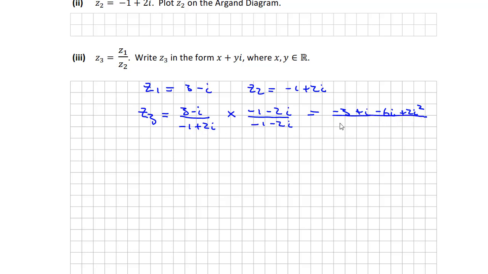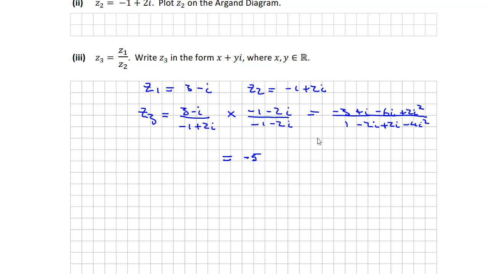And here we have 1 minus 2i, minus 2i times -1 is plus 2i. Minus 2 times plus 2 is minus 4i squared. And that is equal to, well, up here we have -3. Over here we have 2 times i squared, but i squared is -1. So that's going to give us -5.